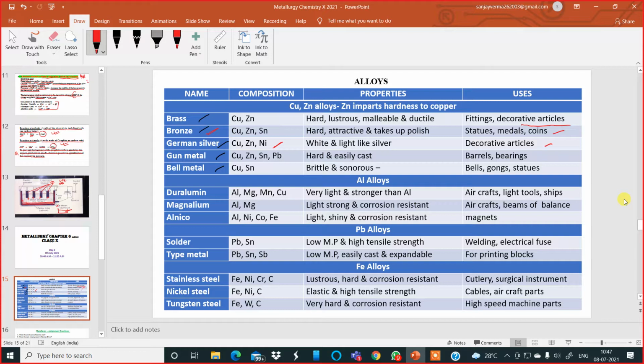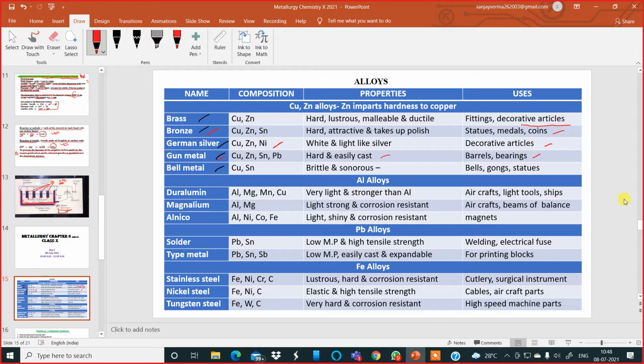Then come down to gunmetal. Gunmetal is an alloy made up of copper, zinc, tin and lead. Its properties: it is hard and can be easily cast and molded into different shapes and sizes. It is used to make barrels of guns, and it is used to make ball bearings, which are used inside the rims of tires of two-wheelers or four-wheelers. It is very strong.